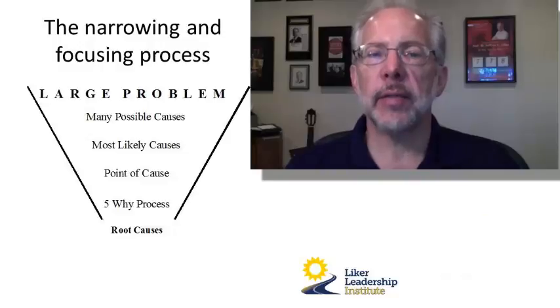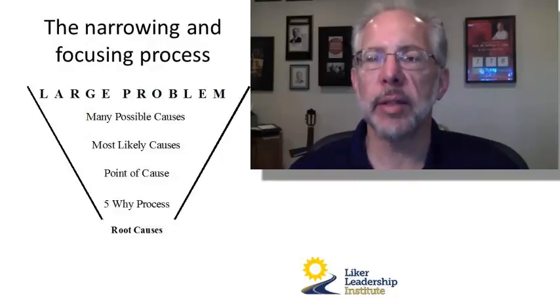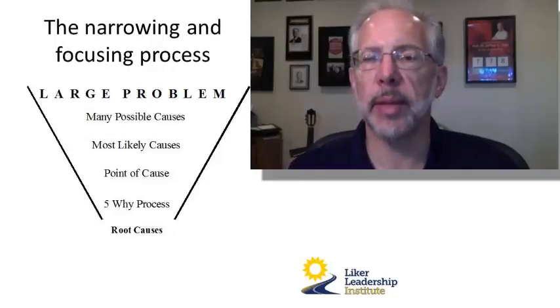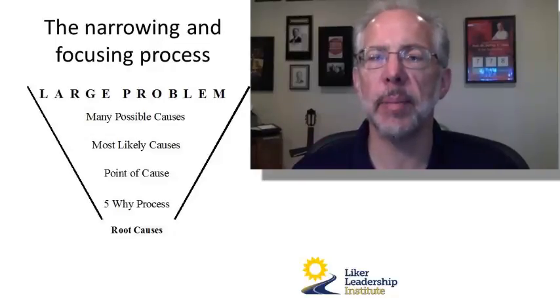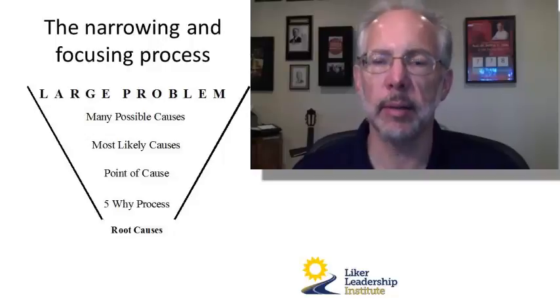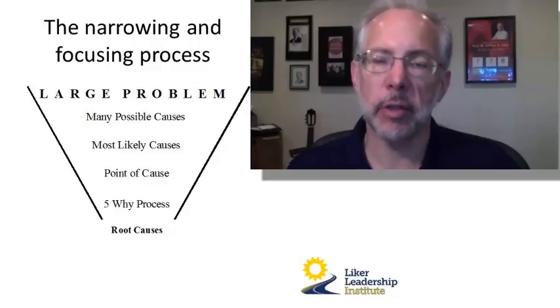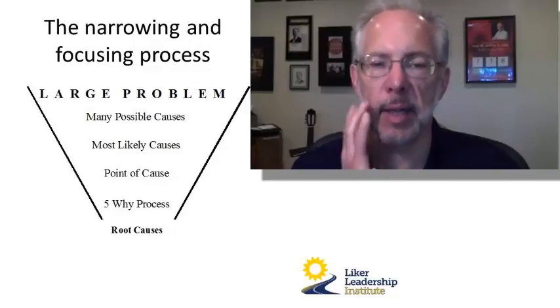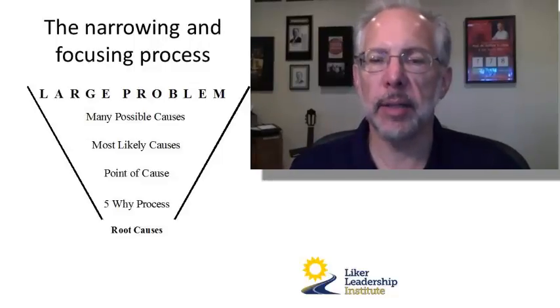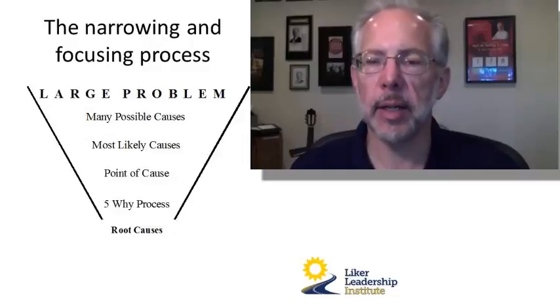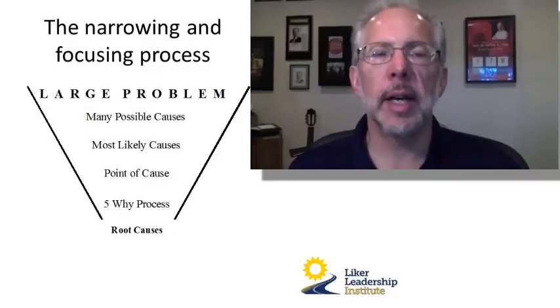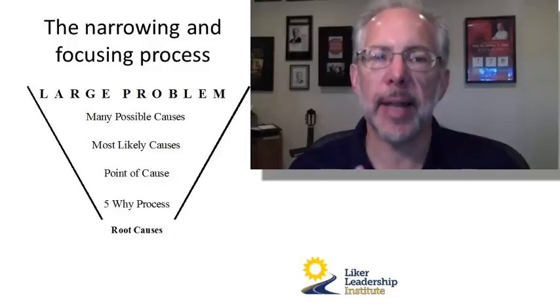The process of getting to the root cause is really a narrowing process. For example, we have a problem that the car stalled, and there's many possible reasons why the car stalled. Or did it really stall? Did the engine go off? Did it hesitate? Did it go off at a stoplight? Did it go off while the car was moving?